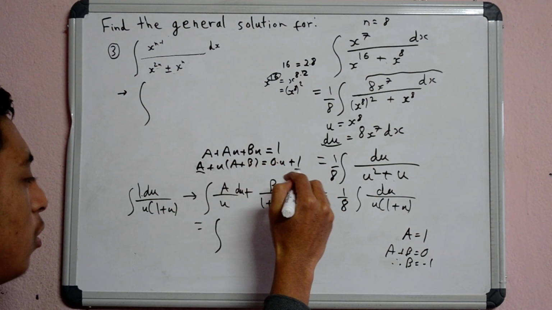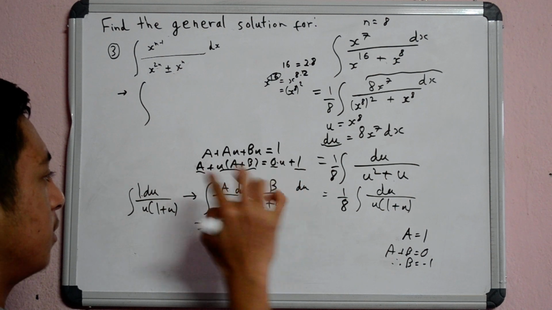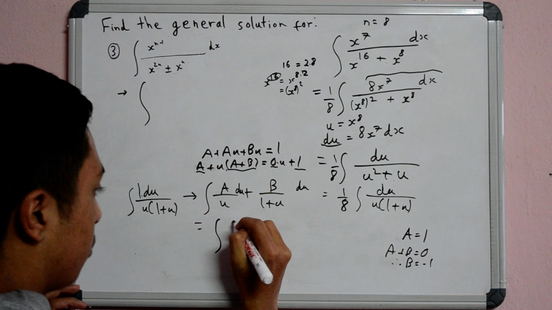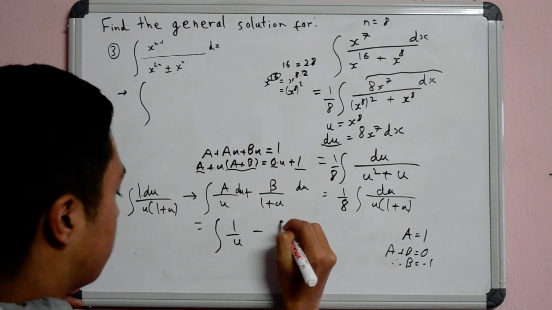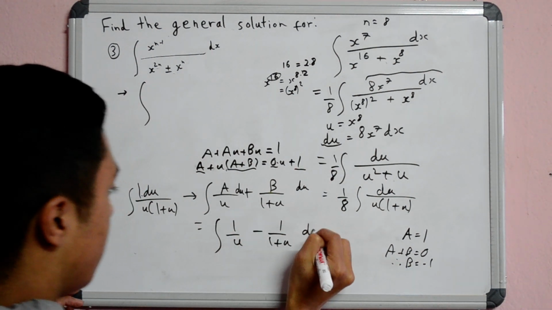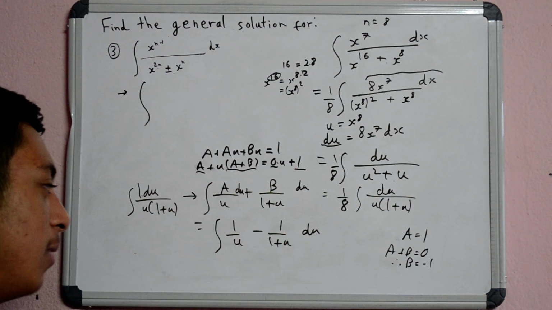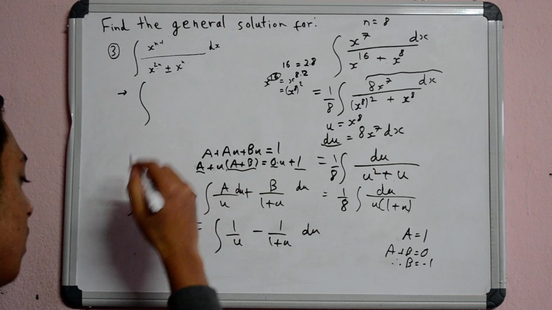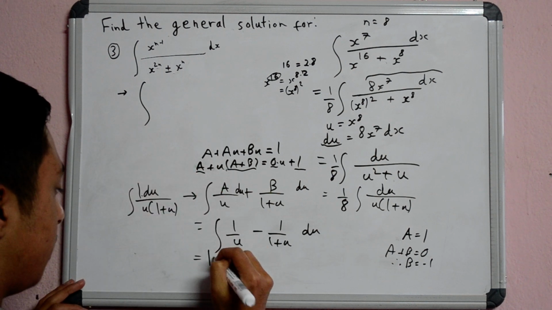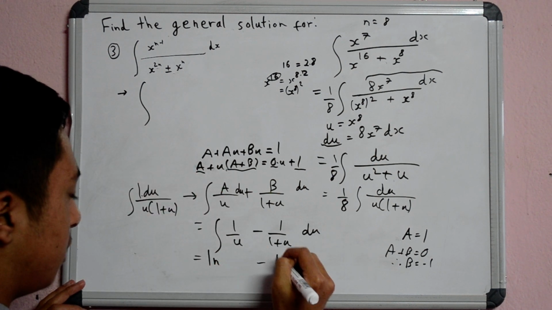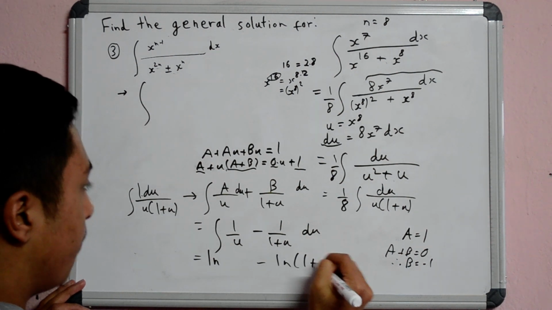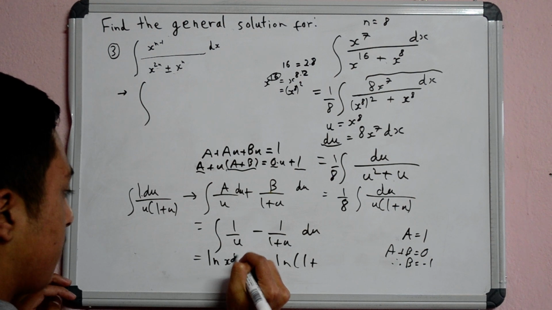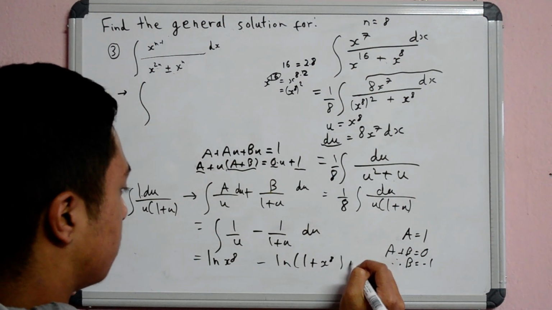This will be equal to the constant term. So we get 1 by u minus 1 by 1 plus u du. And if you want to verify that, you can simply multiply. It will be 1 plus u minus u. The u's will cancel, giving us 1 back. So this will just be ln u minus ln 1 plus u. But directly we can just write x to the power 8, x to the power 8 plus c.